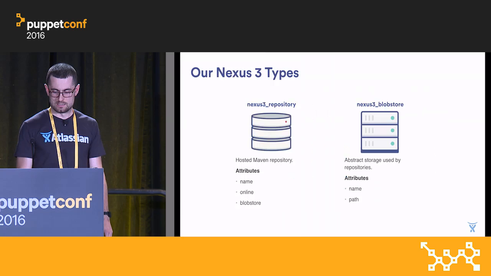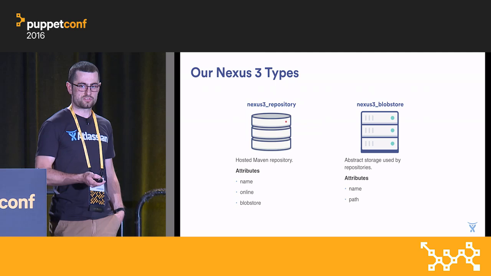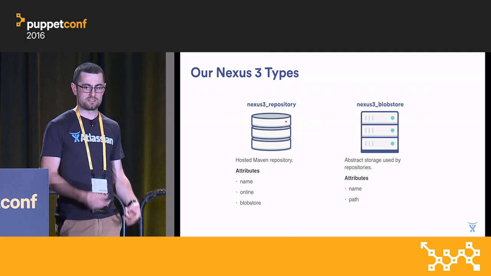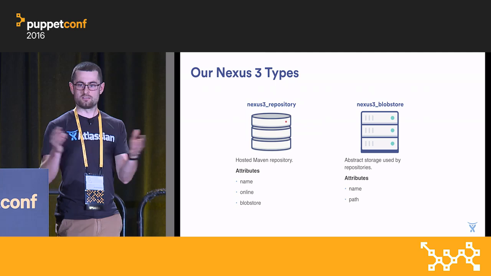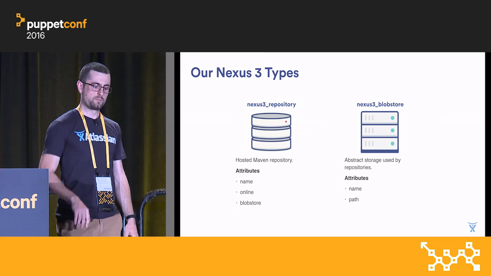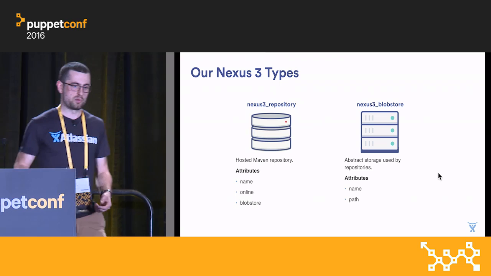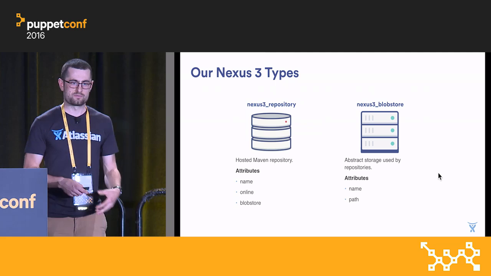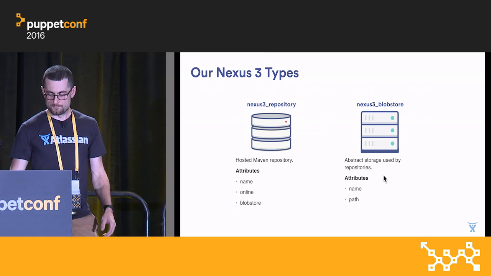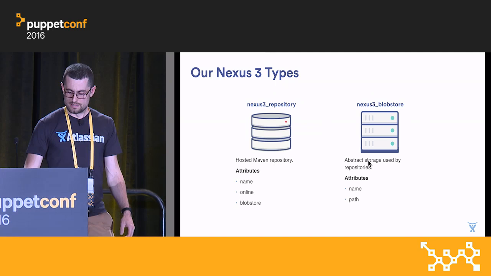Okay, so the types that we're going to implement. We're going to do a Nexus 3 repository, which is essentially going to be a Maven repository with a limited set of the attributes. There are way more attributes that we could do, but I'm just going to stick with name, which is just a string representing the name of the repo, online, so you can basically disable it or enable it, and a blob store field, which brings us to the next type that we're going to write, a Nexus 3 blob store. It's an abstraction for the storage. At the moment, I think it still only supports file system storage, but I guess there are plans in the future to make it work with S3 or whatever. So this blob store field actually points to one of these blob store resources. And so the attributes for blob store are name and path, both strings.